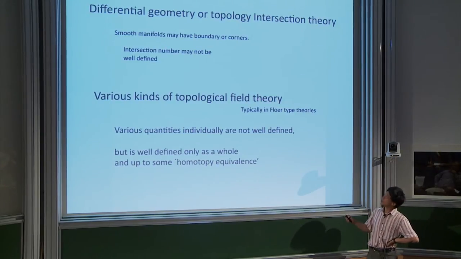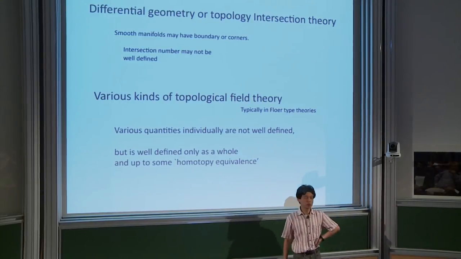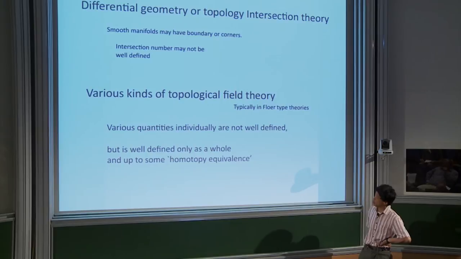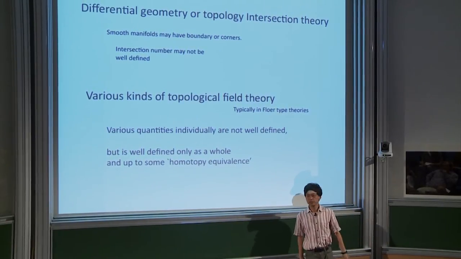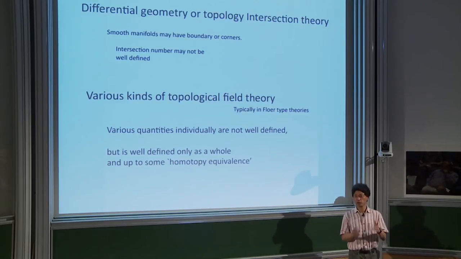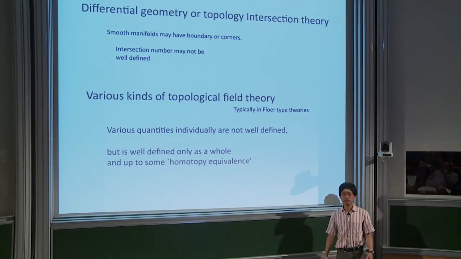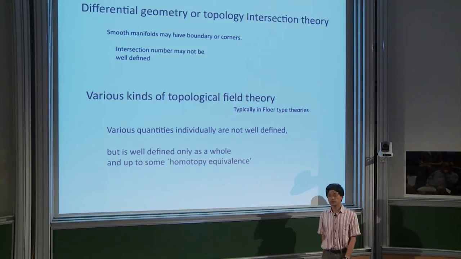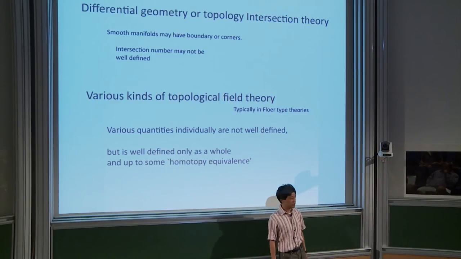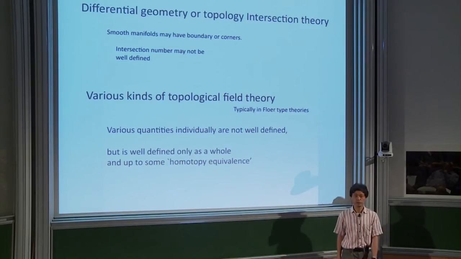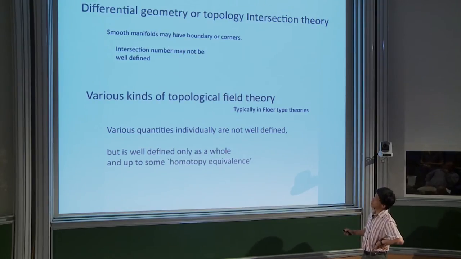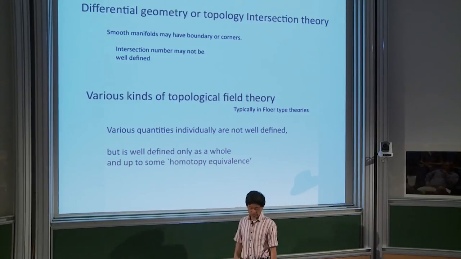And in topological field theory, the situation I feel is closer to differential geometry than algebraic geometry. Because one of the important features of topological field theory, especially in the case of Floer homology, is that you try to define various numbers or quantities, but they are, in general, not well defined. It means that if you perturb or modify the problem so that you can count something, the number you get itself is not well defined. What is well defined is only when you define everything as a whole, and everything is well defined only up to homotopy. That happens very repeatedly in recent years in symplectic geometry and some related fields. So this is the reason that this differential geometry style of intersection theory is related to these problems.